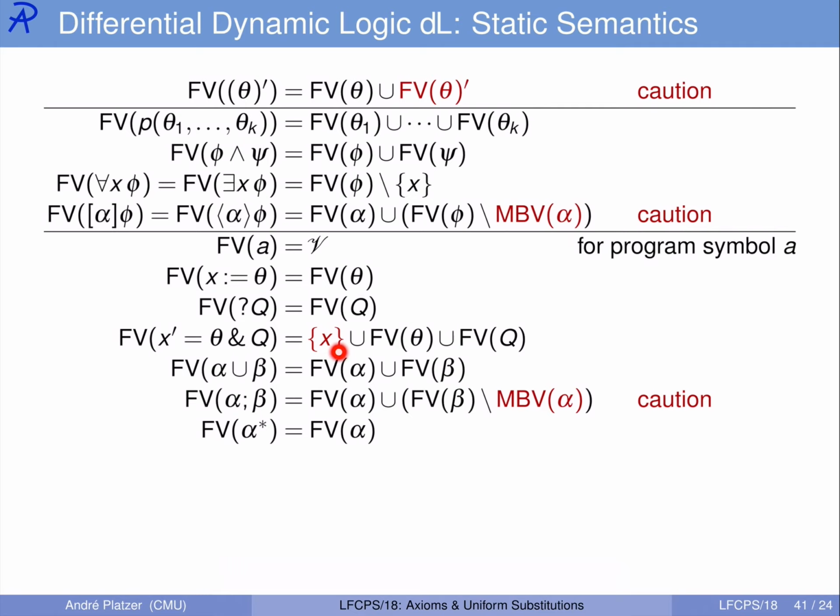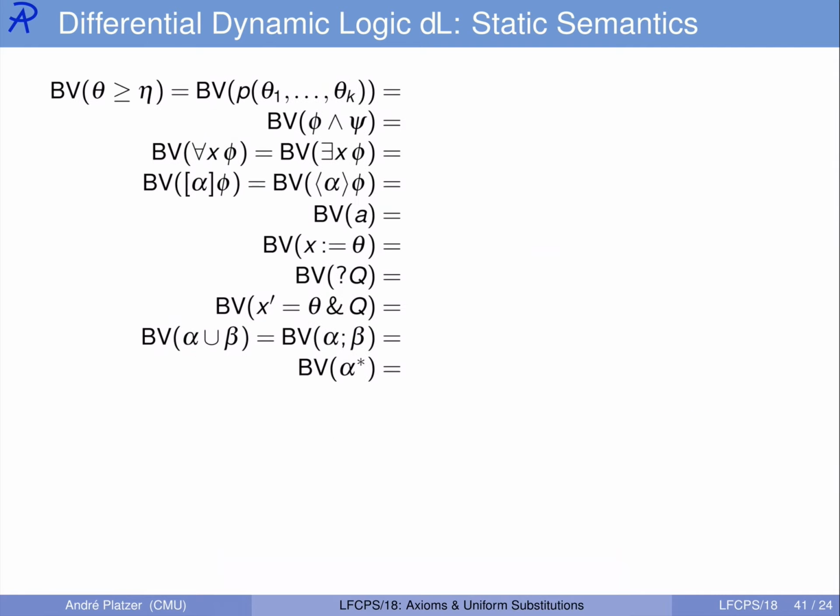And also, we're not reading the initial value of x prime. We're only reading the initial value of x. Let's then define those must-bound variables, but first maybe define the bound variables that the uniform substitution needs. Well, that should actually be easier, right? So let's pick one case.